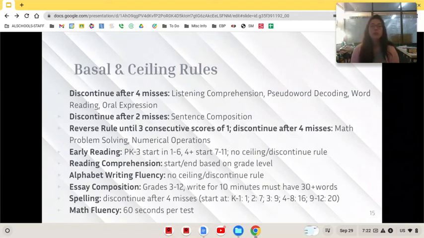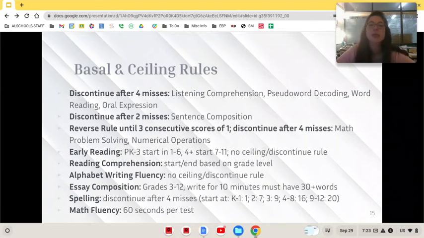Alphabet writing fluency is also for pre-K to 3, and there are no ceiling or discontinuation rules, obviously. Essay composition is for grades 3rd through 12, and you write for 10 minutes, and if they finish early, you have to make sure that they have at least 30 words on their paper.